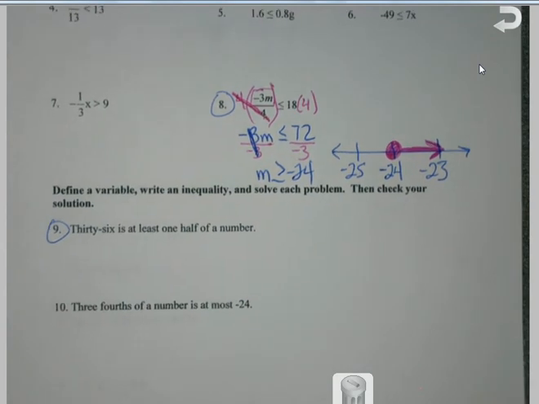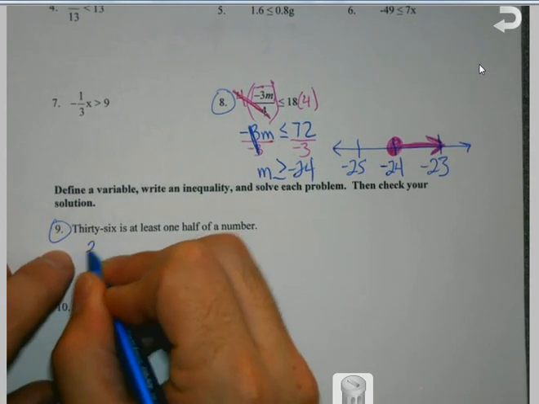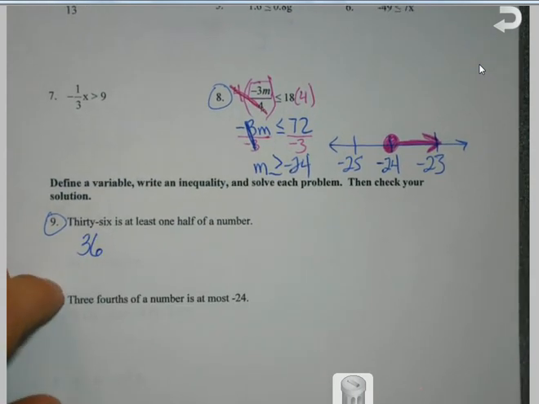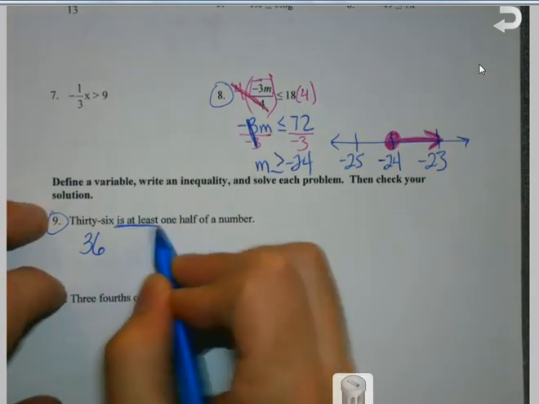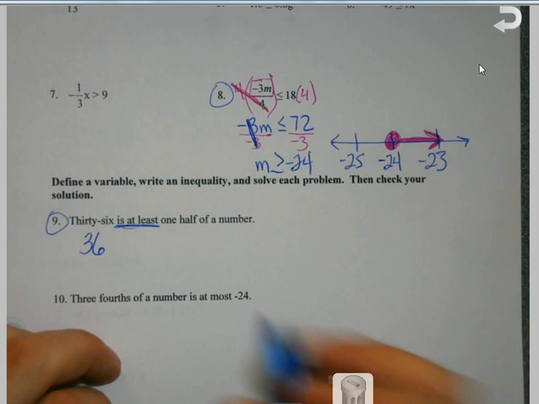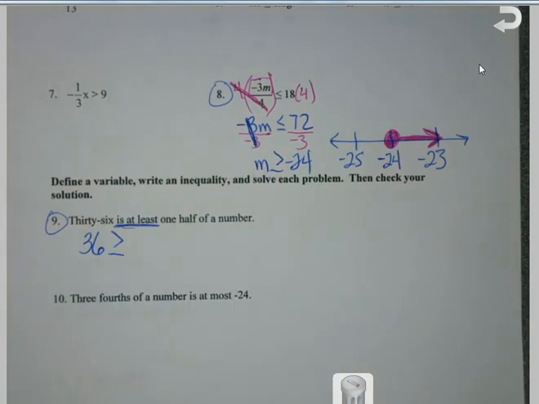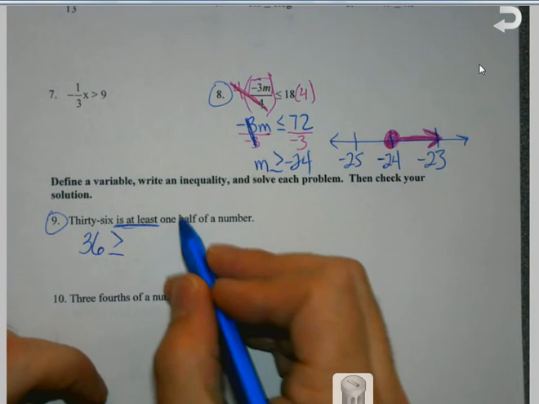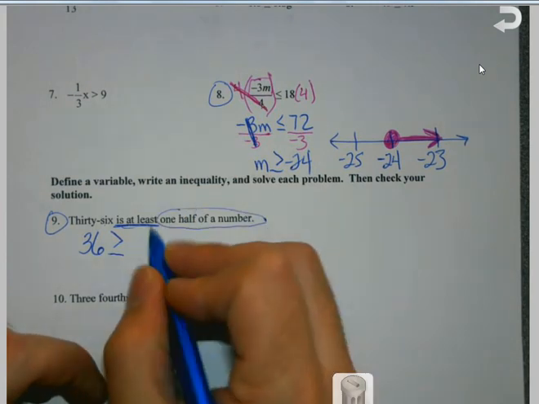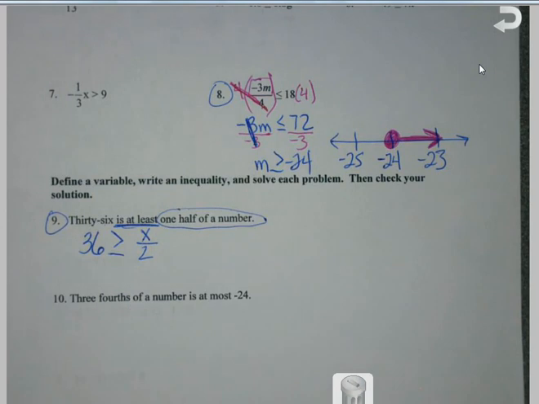And then for 9 and 10, we've got a setup. All right. 36, all right, is at least. And again, you've got a note sheet that's got that chart that has all these things on it. That's fair game to use on this. But at least is greater than or equal to 1/2 of a number. And I could either write 1/2 x, or I could just take it and make a fraction out of it like this.